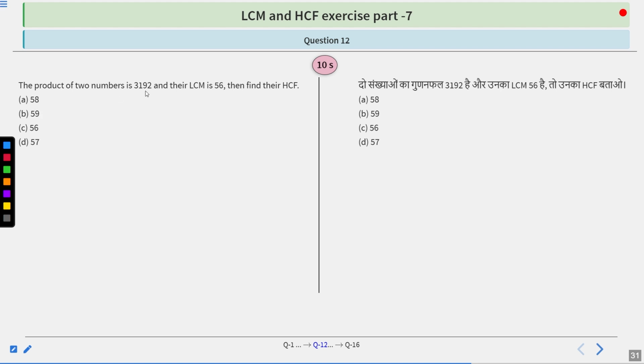The product of two numbers is 3192 and their LCM is 56. Then find their HCF. Options are 58, 59, 56 or 57. These are the options and I'm giving you 10 seconds to find out the correct answer.